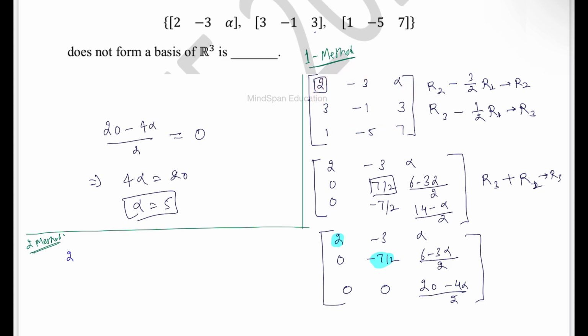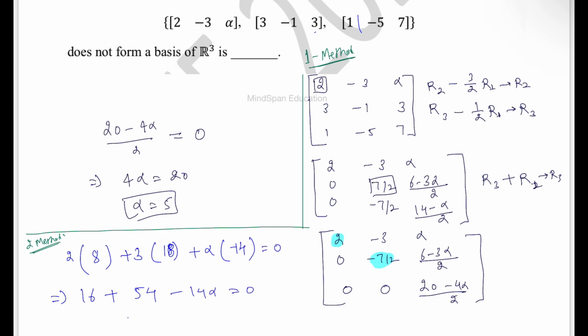So what will be the determinant of this? So 2 will be here. So minus 1 and plus, sorry, minus 7 plus 15, so that will be 8, right? And plus 3, so 21 minus 3, that will give you 18, and plus alpha, so minus 15 plus 1, that will give you minus 14, that is equal to 0, right? So 16 plus 54 minus 14 alpha is equal to 0. So from here we can say 14 alpha is equal to 70, and from here alpha is equal to 5, right? So you are getting the same answer anyway, right?